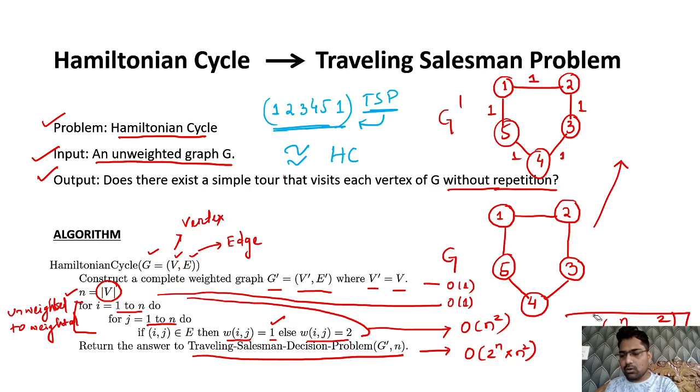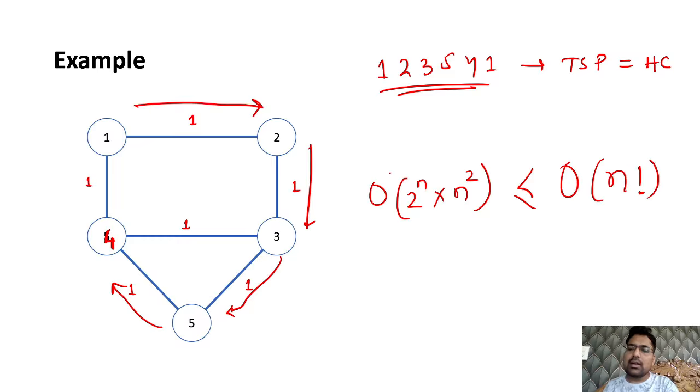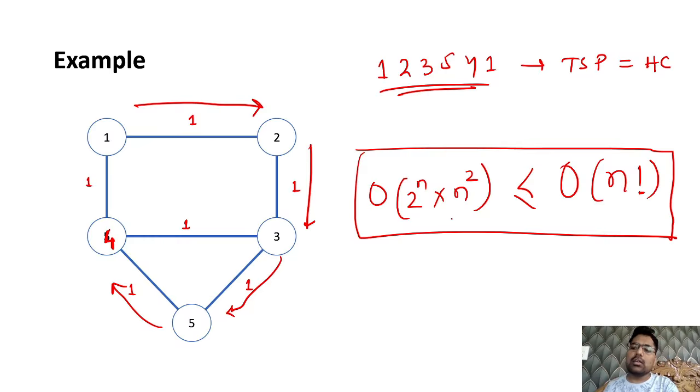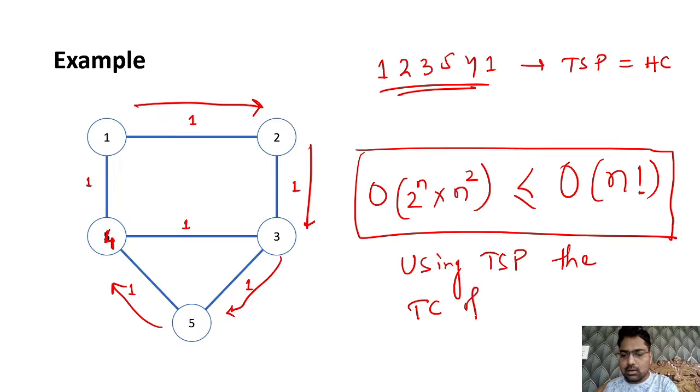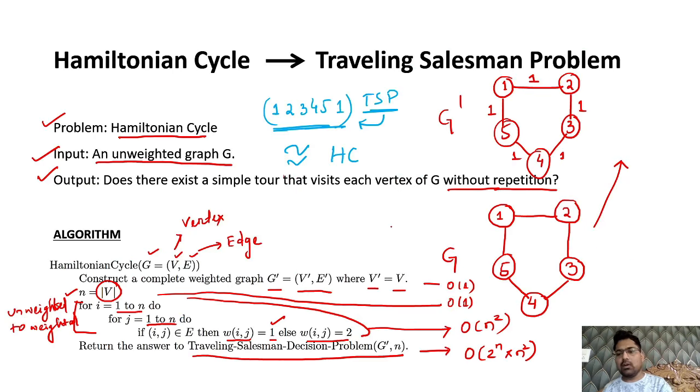Instead of getting n factorial, we are getting the result as this one using TSP. Using TSP, the time complexity of the Hamiltonian cycle is big O of 2 to the power n into n square, which is less than n factorial. I hope this is clear to you.